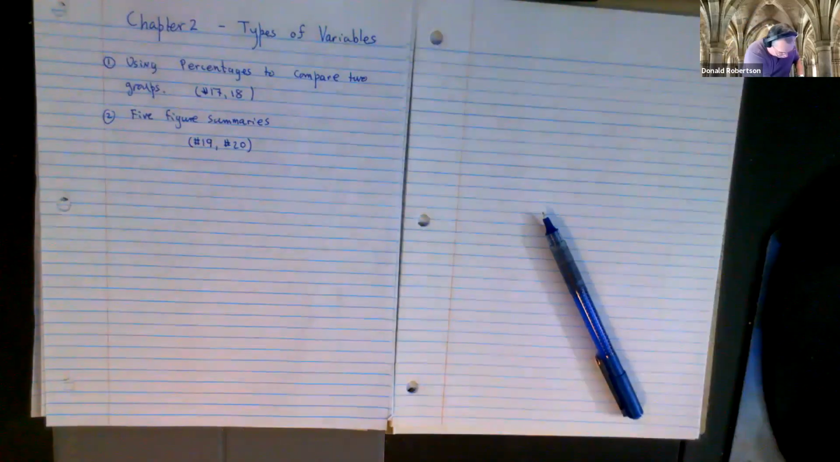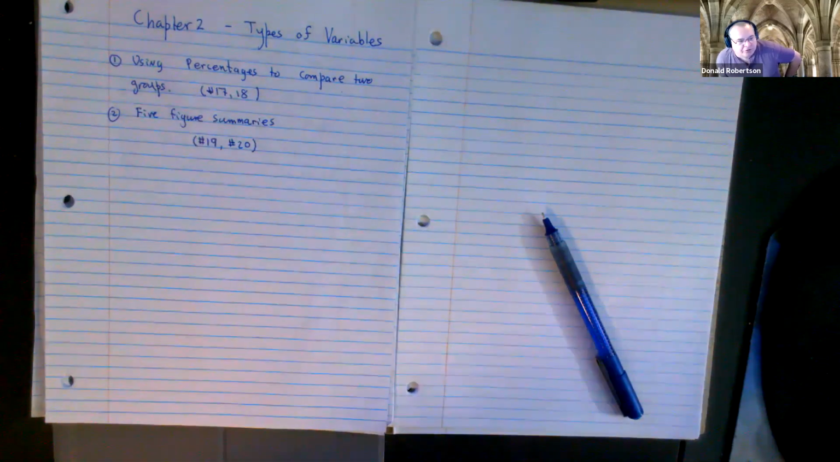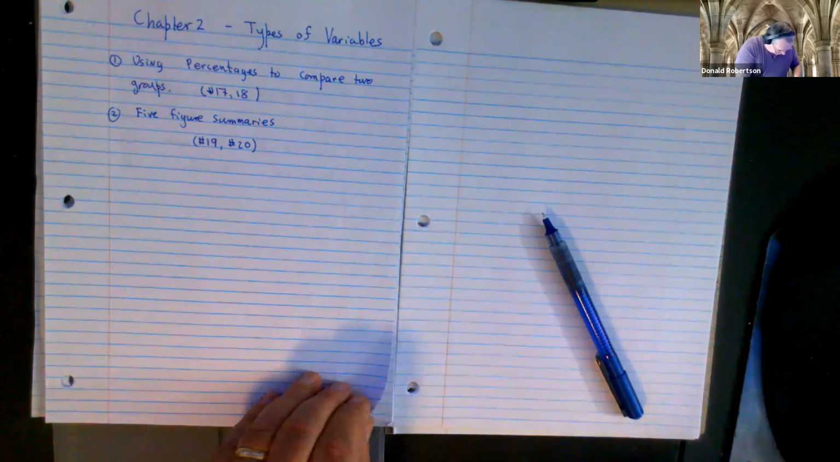And we're going to do a kind of overlap. We're going to look at using percentages to compare two groups. Essentially, that's going to be questions 17 and 18 from the homework in our first chapter 2 homework, types of variables. And then we're going to look at some things called 5-figure summaries. And we'll get that done before the end of the day.